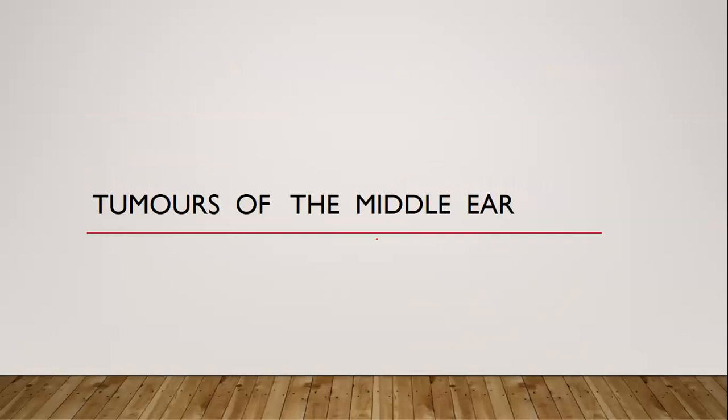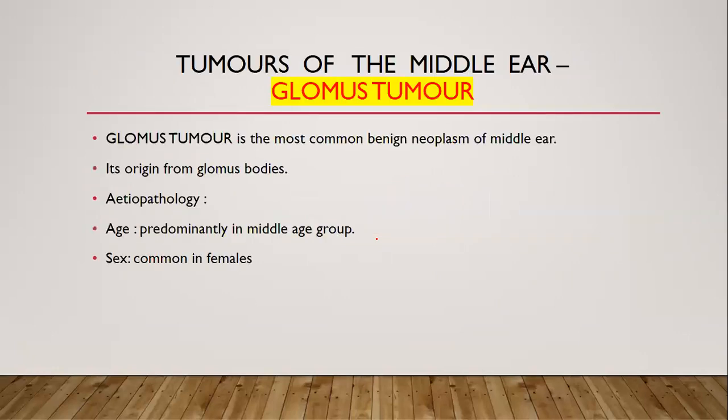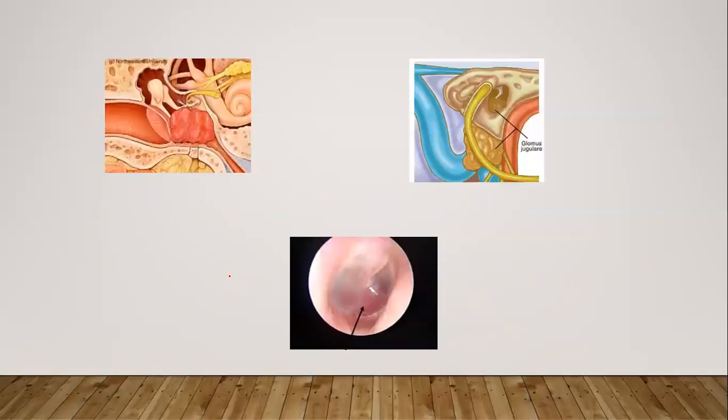The next is tumors of the middle ear. Among the benign tumors, the important or common form of tumor in the middle ear is the glomus tumor. It is the most common benign neoplasm of the middle ear. Its origin is from the glomus bodies, which is why it is called a glomus tumor. Then the etiology: it can be seen in the middle age group and is more common in females.